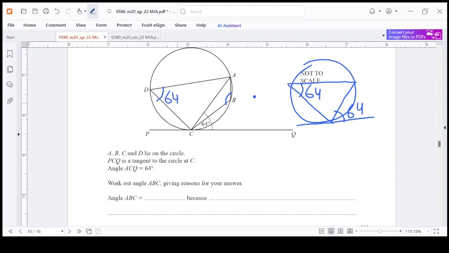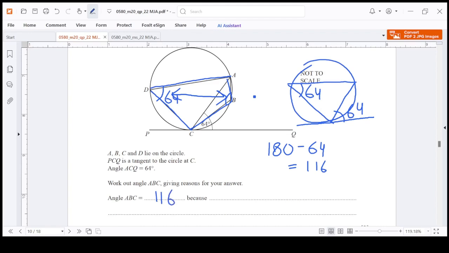Okay. After this, I see a cyclic quadrilateral here. If four corners of a quadrilateral, or four vertices of a quadrilateral, touch the circumference of a circle, then it's called a cyclic quadrilateral. And in a cyclic quadrilateral, opposite angles sum up to 180. So our answer should be 180 minus 64, which is going to be 116. So this will be 116.